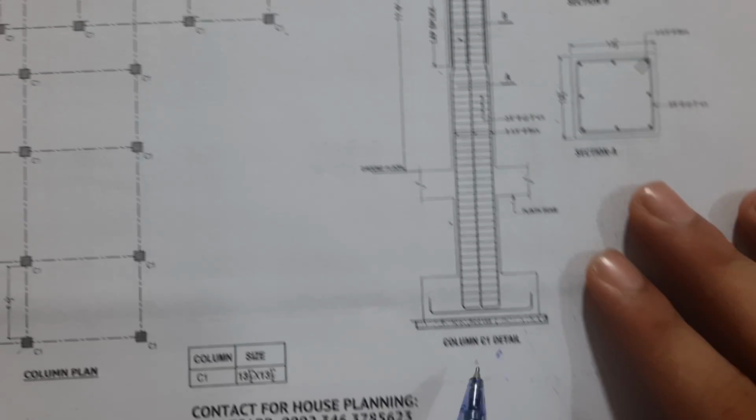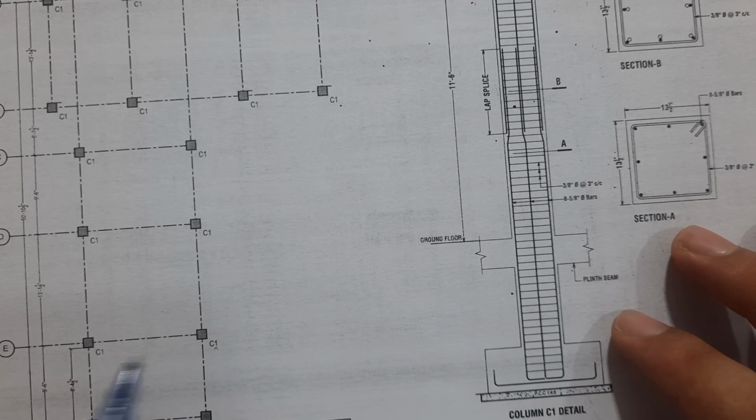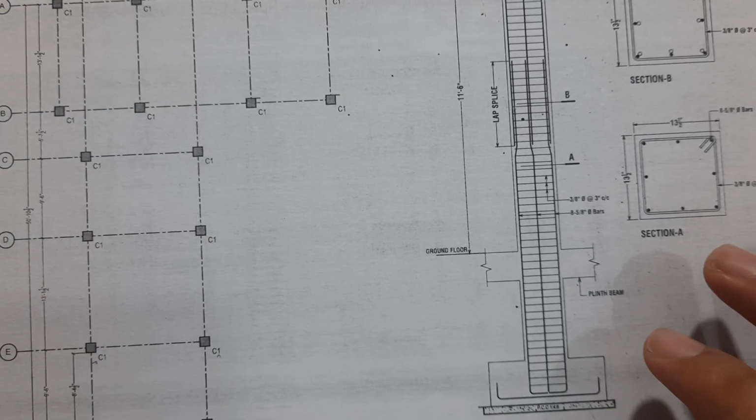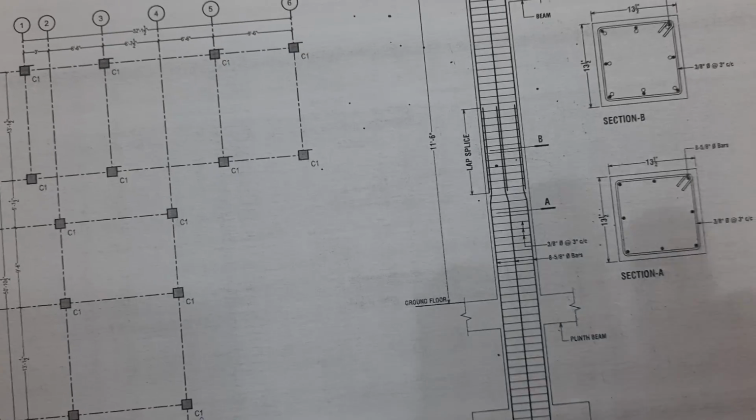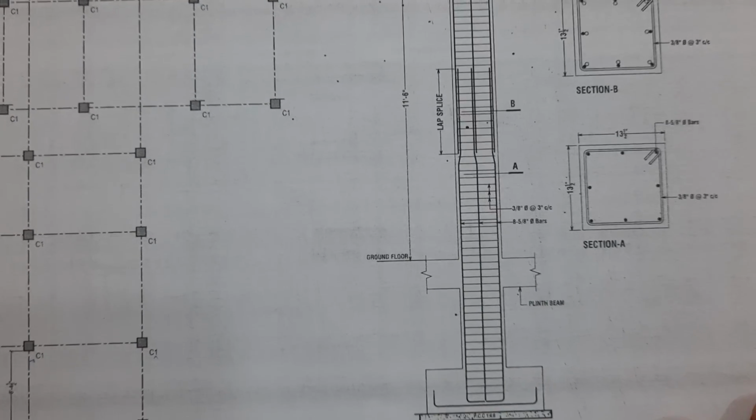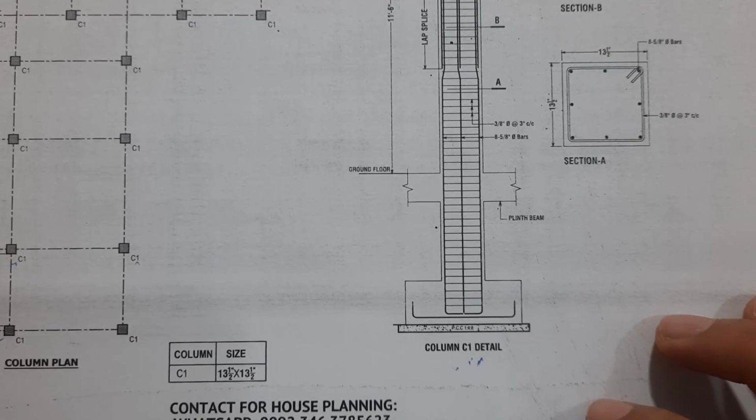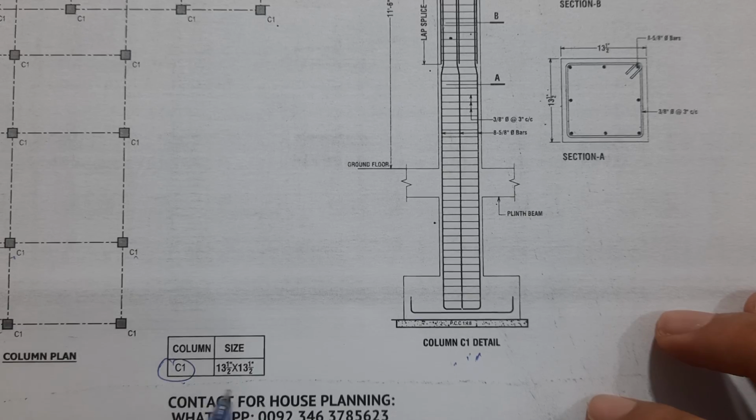If you see here, this is C1. You can see all these columns are C1. For the C1 detail, I will guide you. First of all, the C1 column size is 13.5 inches by 13.5 inches.